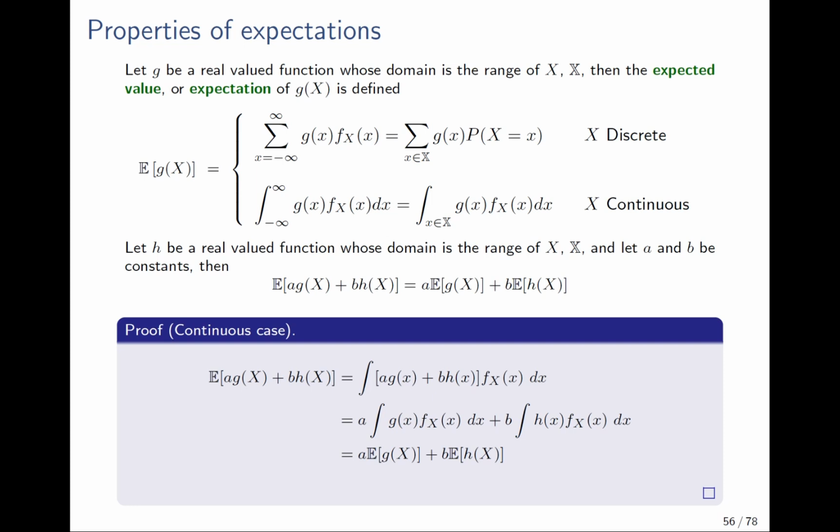The key properties of expectations are very simple. The expectation of a times g of x plus b times h of x, where h is some other real valued function, is equal to a times the expectation of g of x plus b times the expectation of h of x. Those properties simply follow, of course, from the rules of summation and integration, so there's nothing complicated here, and there's a little proof given here that you can look at in your own time just to verify that you're happy with those properties.